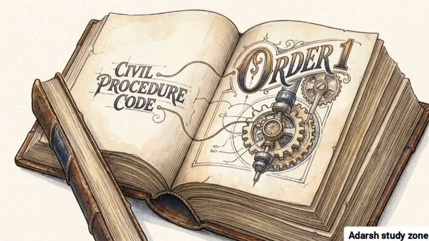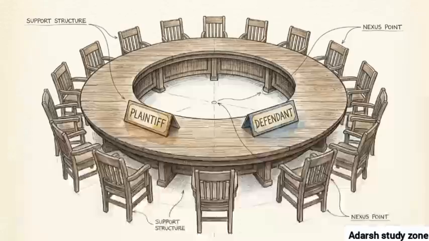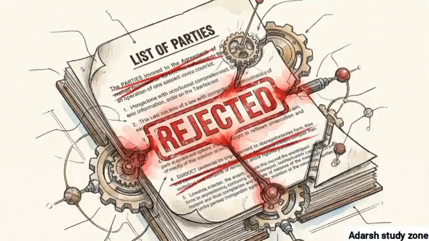To organize this chaos, the Indian legal system relies on the Civil Procedure Code, specifically the framework established in Order 1. This section of the code serves a specific function. It dictates exactly who is permitted and who is required to sit at the table before a court will adjudicate a dispute. Grouping the wrong parties creates a structural flaw that can destabilize the entire case.